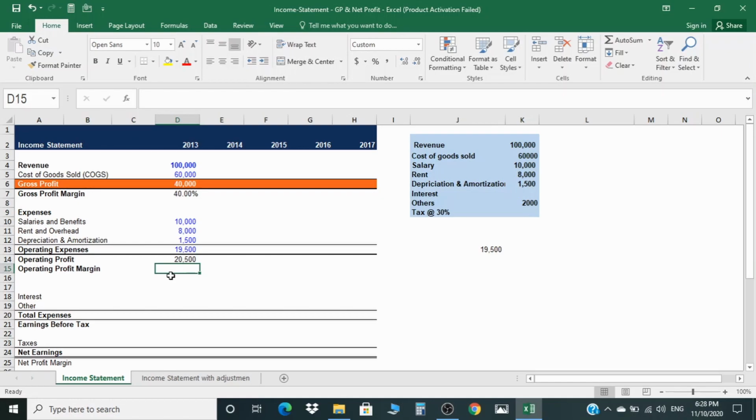And what is the margin? That's an important thing. So I told you what is the margin. You go for the profit divided by income, just enter.